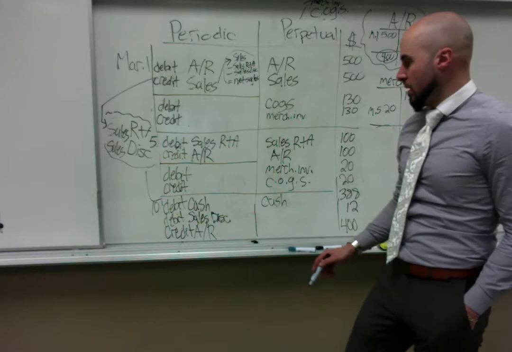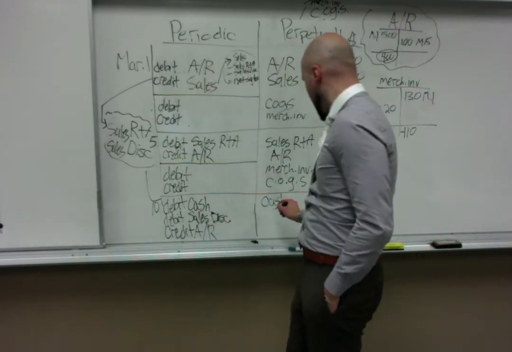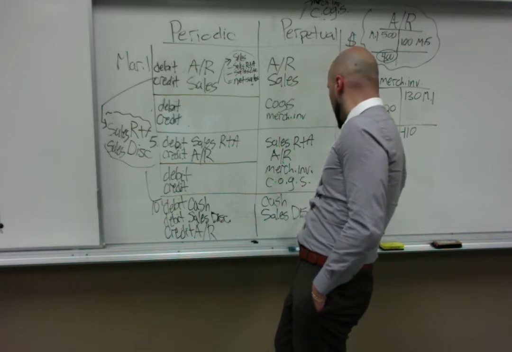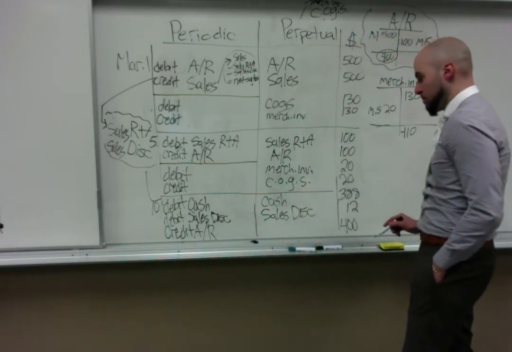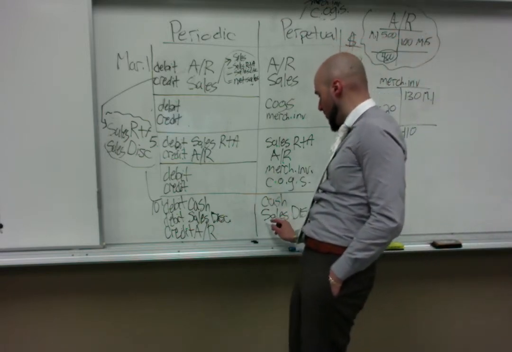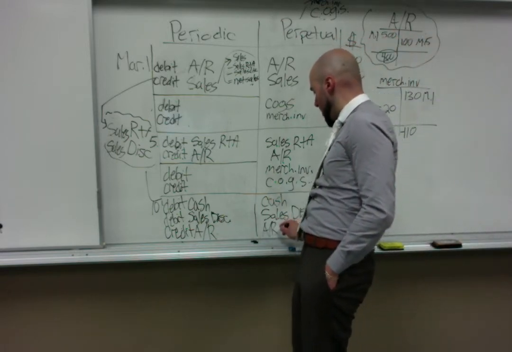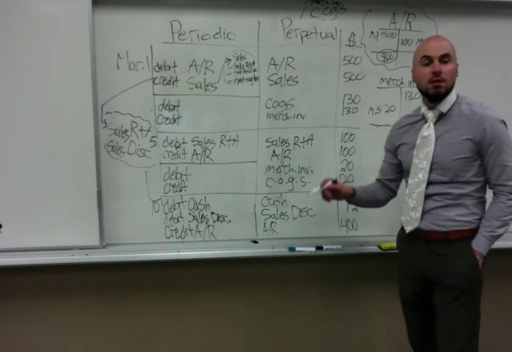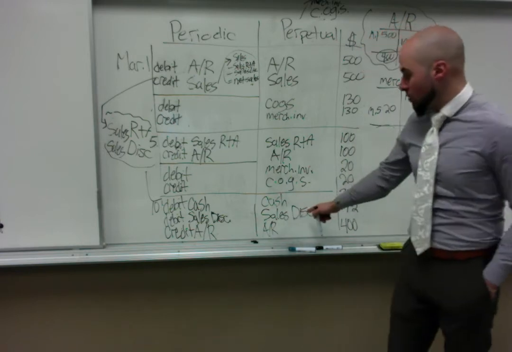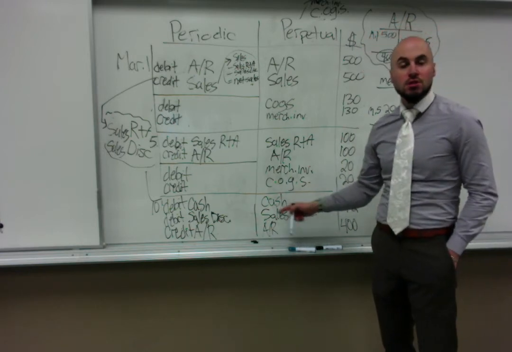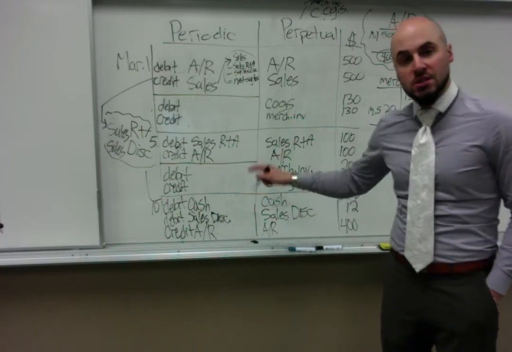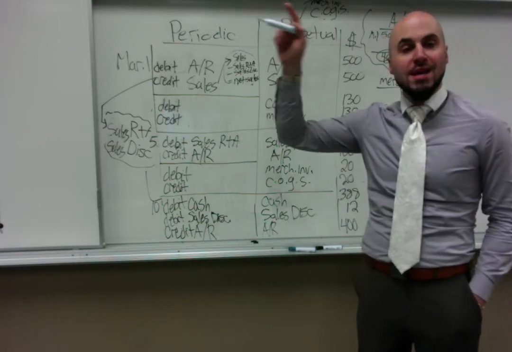Okay. So as I say, sales discount will be debited here, excuse me, for the same 12, and accounts receivable, since it's being paid off, will be credited for the 400. Why are we using sales discount here, just like in the periodic system? Because the sales discount will show either way in the income statement.